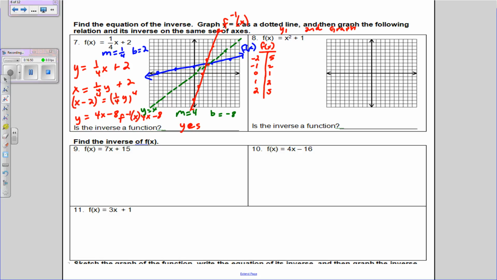And so go backwards 2, up 5. Backwards 1, up 2. And 0, 1, because it moved up 1. And then you can kind of see the reflection on the other side. Sketch it in and label it f of x. Draw in y equals x.